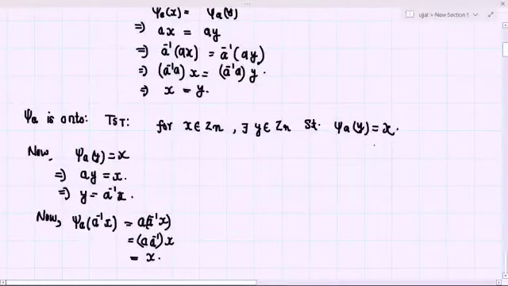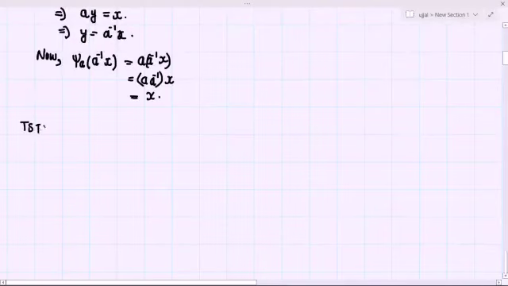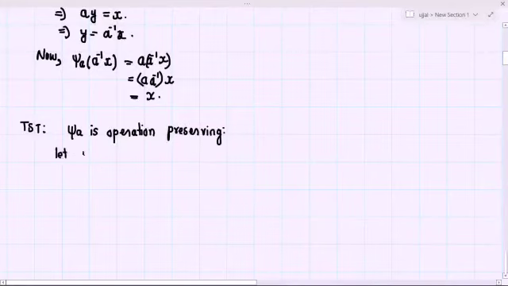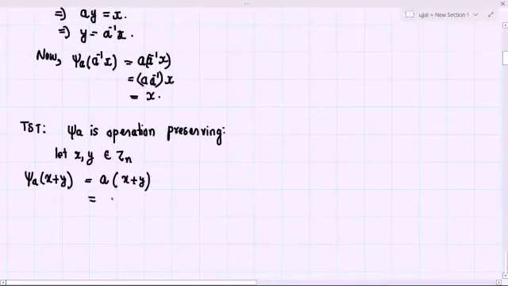Now let us prove that psi a is operation preserving also. In order to show that psi a is operation preserving, let us take any two arbitrary elements from the domain set of psi a. This will again confuse you with this a, so let us take x and y from Zn and look at psi a of x plus y. By the definition of psi a, it is a times x plus y. This is the same as ax plus ay. What is ax? It is psi a of x. Plus, what is ay? It is psi a of y.